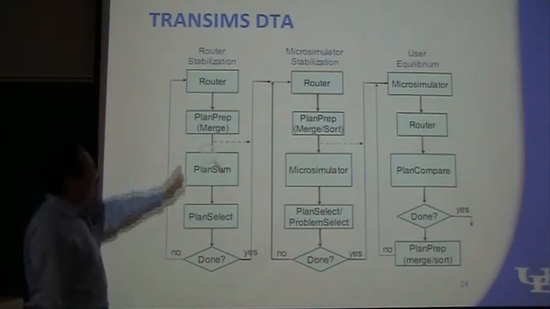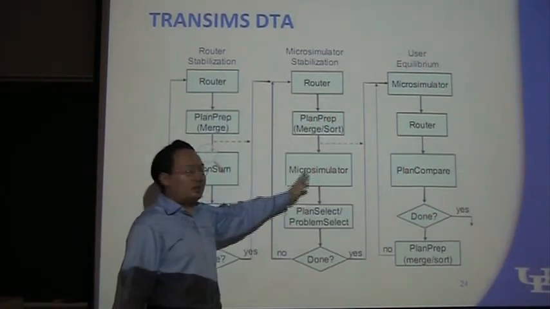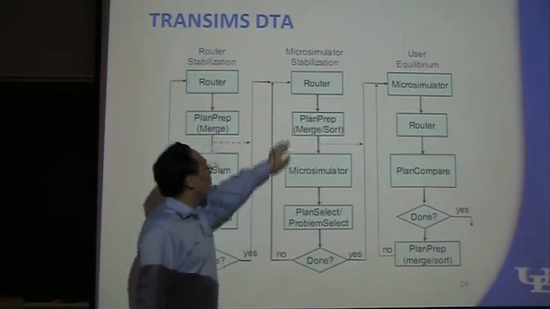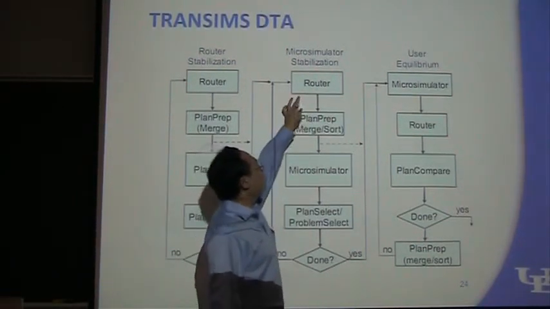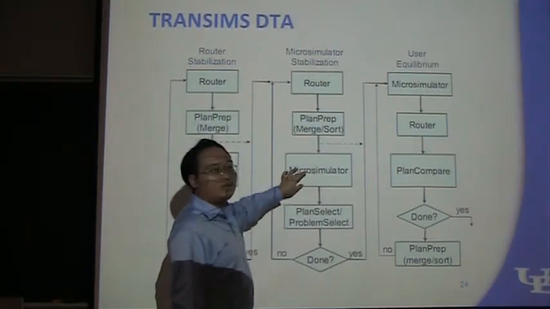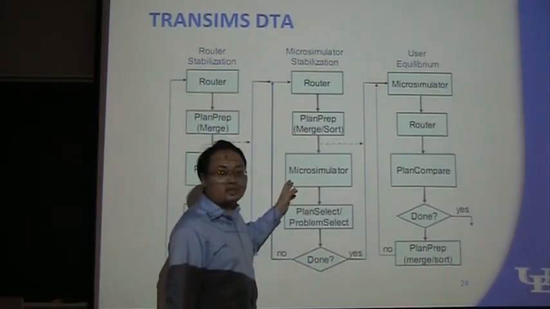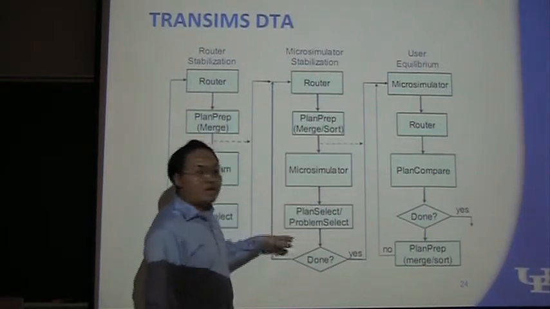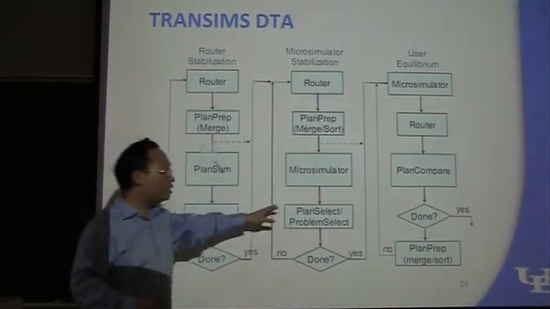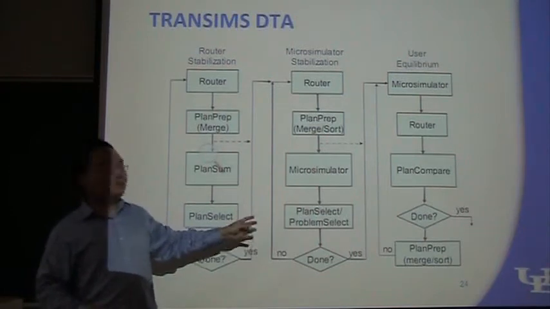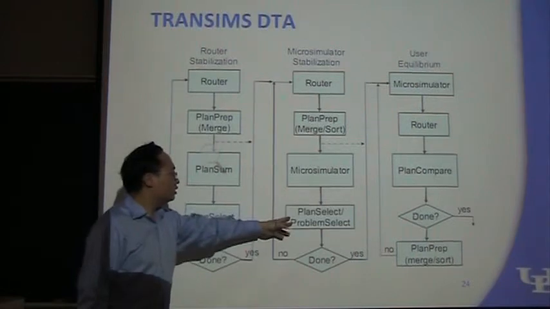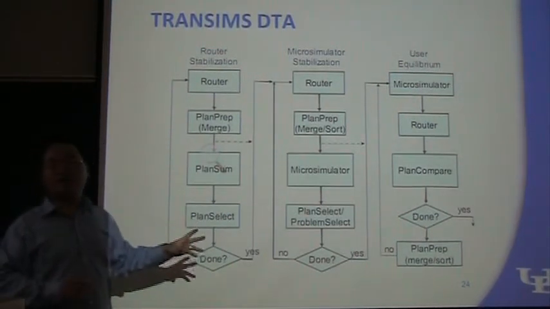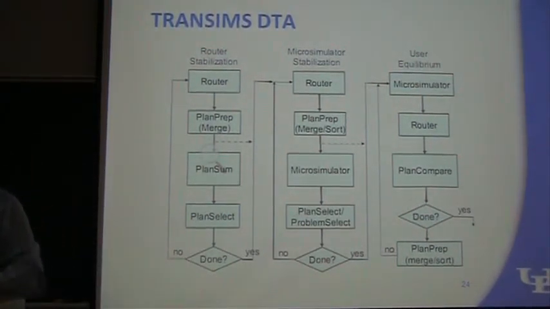So if you understand this one, it will be very easy to understand this one, right? So the basic idea of micro-simulator stabilization is to get a big plan file and use the link delay, which was generated by micro-simulator, to select some of the households for rerouting. So it's very similar to this. Using this tool to select some households for rerouting and merge them back. Okay? So what's the meaning of done?